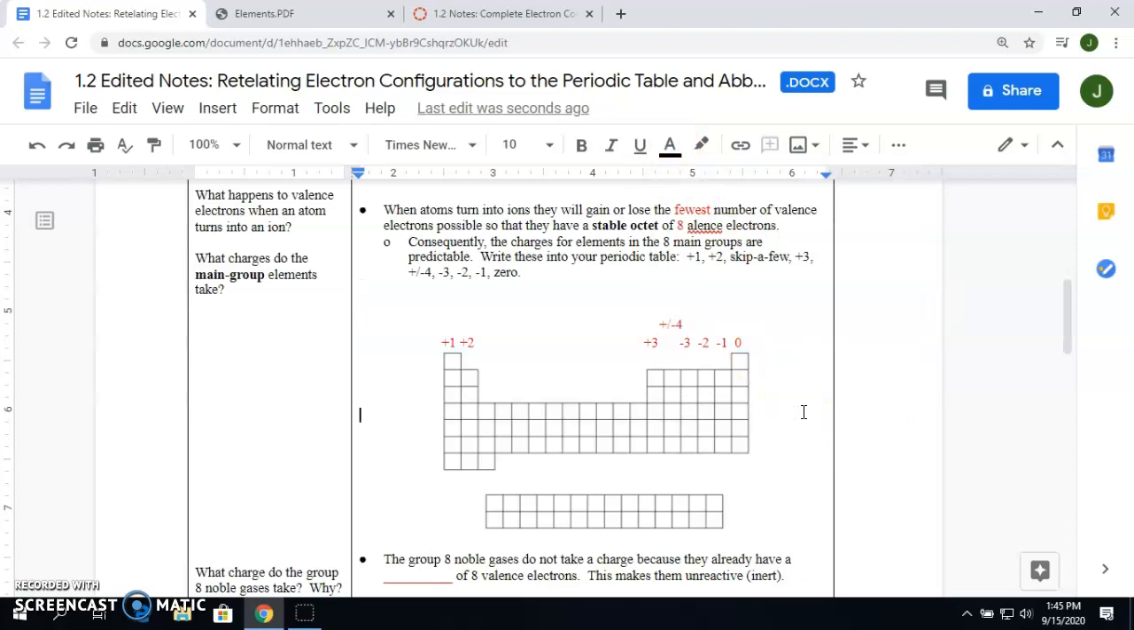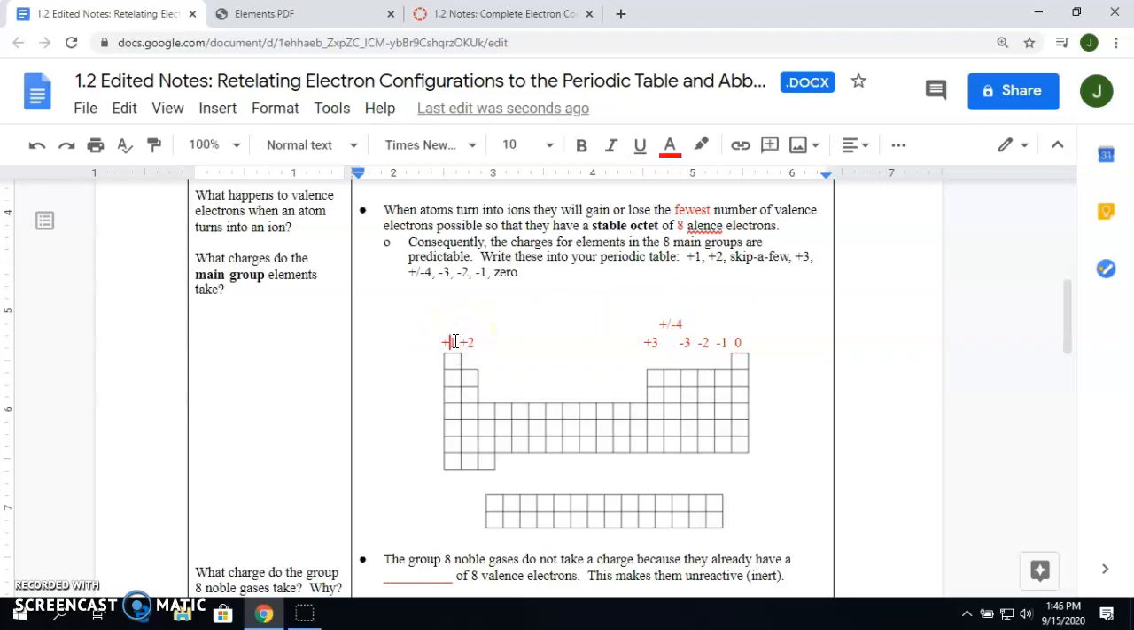And what you're going to see is that if we apply this description up here for how atoms turn into ions, along with our definition for the number of valence electrons in any element in the 8 main groups, it's going to lead us to these conclusions: that atoms, when they turn into ions, are going to take those particular charges.